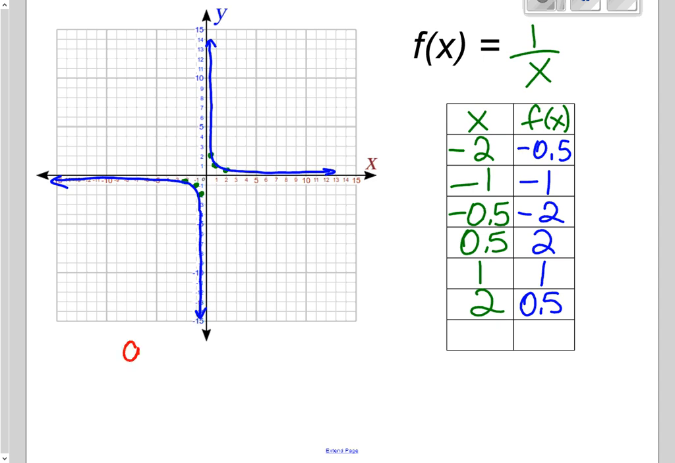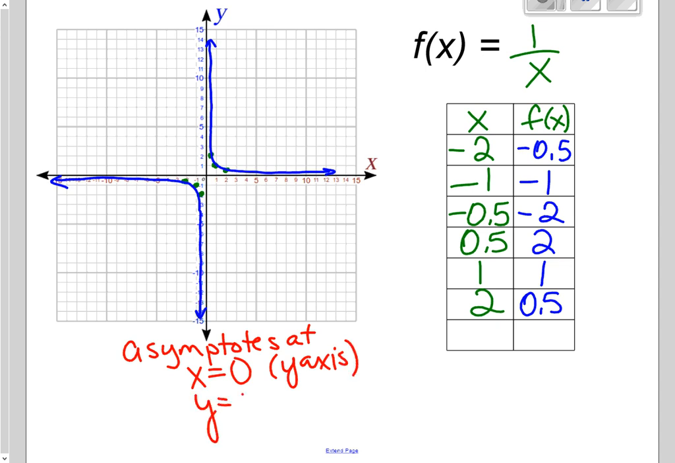So here we have asymptotes at x equals 0. So x equals 0 is our y-axis. And at y equals 0, so our x-axis. All right, those are asymptotes. So this is what the graph looks like.